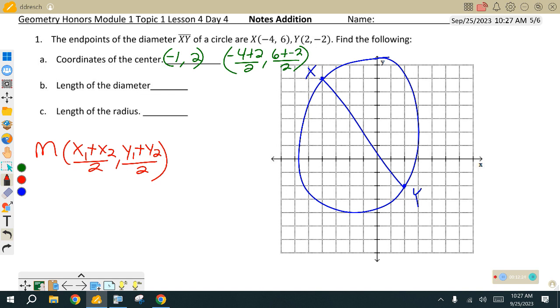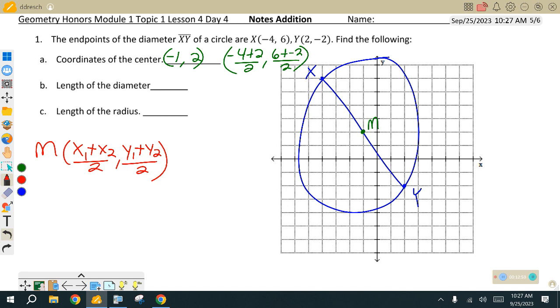Where's -1, 2 at? Based off of your pretty circle there, would you say the center, the midpoint, eyeball it? Would you say that's about the center-ish? Yeah, roughly. The visuals are not going to be great though. Circles are never great. Okay. All right, one down. Let's go find the length of the diameter.